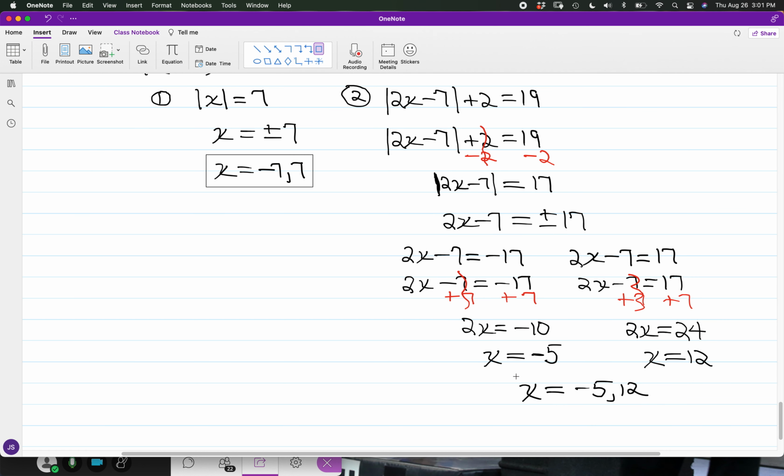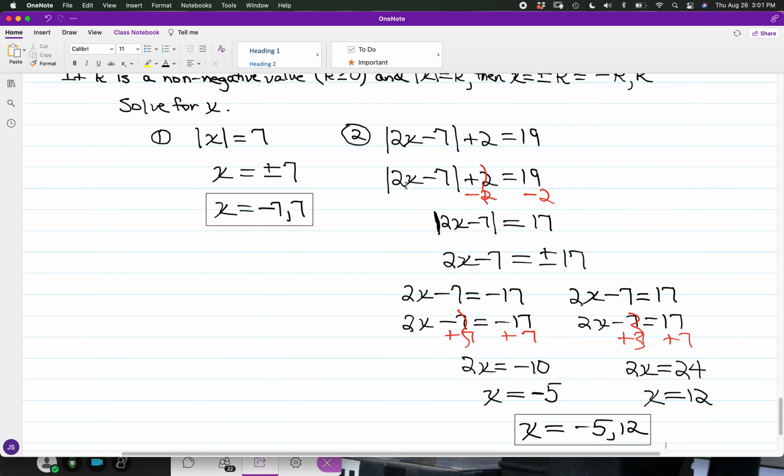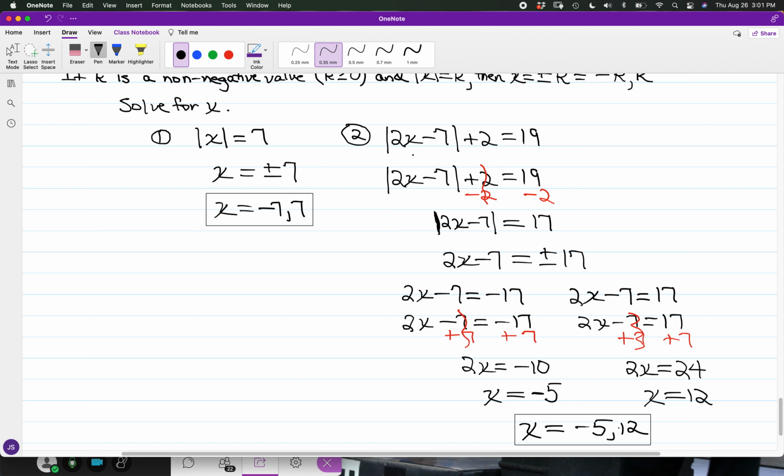And in a sense, you could go back and check. Say with 12, you have 2 times 12 is 24, minus 7. 24 minus 7 is 17. The absolute value of 17 is 17, and 17 plus 2 is 19, which is equal to 19. And with negative 5, 2 times negative 5 is negative 10. Negative 10 minus 7 is negative 17. The absolute value of negative 17 is going to be 17. 17 plus 2 is 19, equals 19. So both of these values check out.